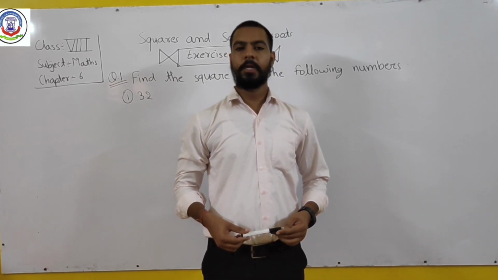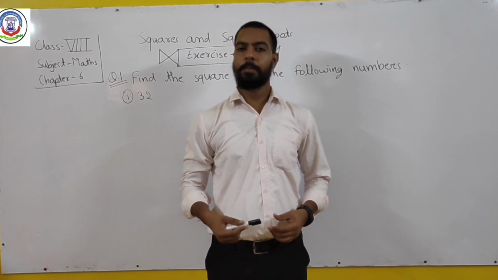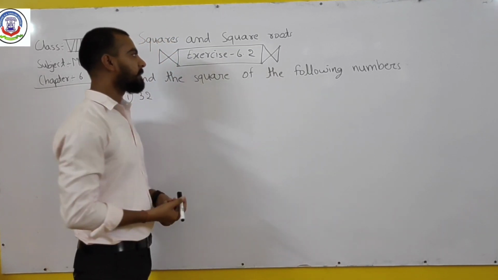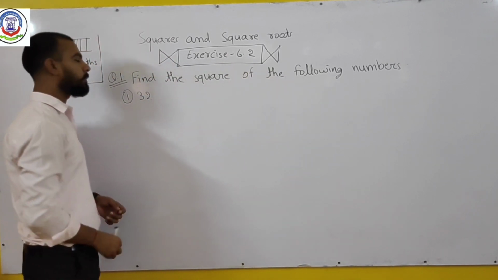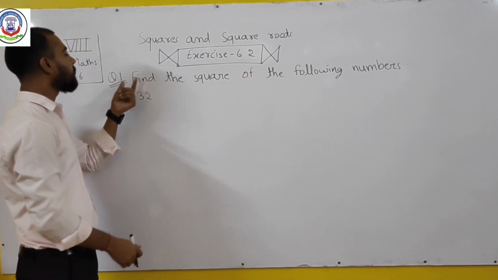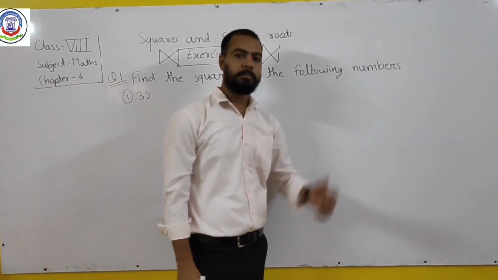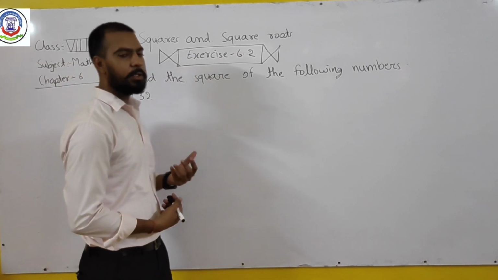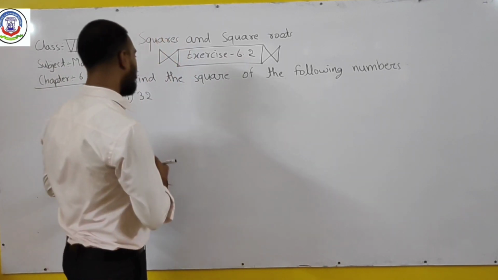Students, we have already completed our first exercise, that is 6.1, in the previous lecture. Now I am going to teach you the next exercise, which is exercise 6.2, and the first question in this exercise is: find the square of the following numbers. Means we have been given some numbers and we have to find the square of each number. How will we find it? It's very easy.